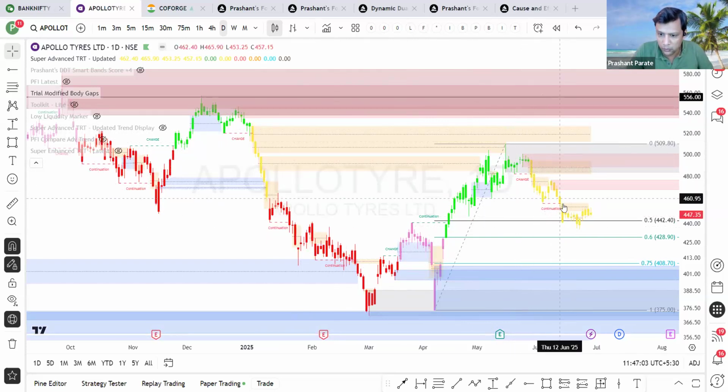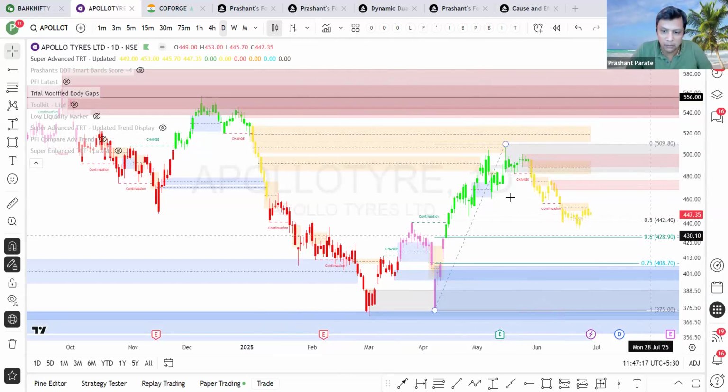There are 1, 2, 3 strong hidden gaps. Here we have first, second. Second gave reaction, price came down. This is third. It is giving some reaction. Price may come down below this. But overall trend based on TRT is bullish.